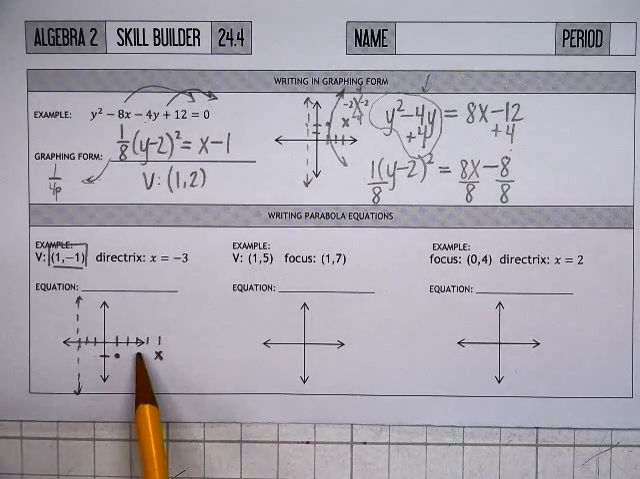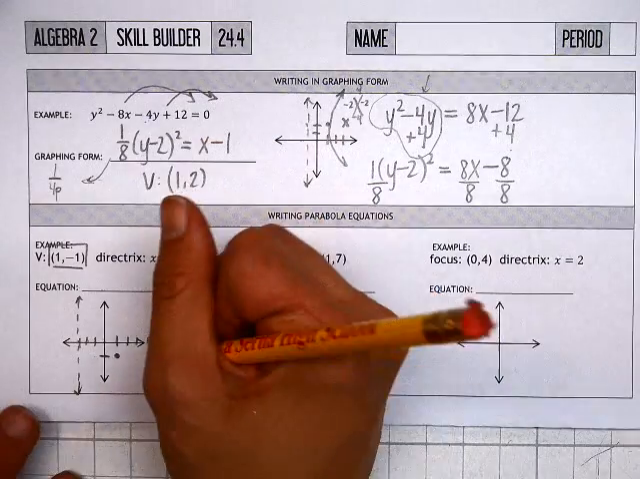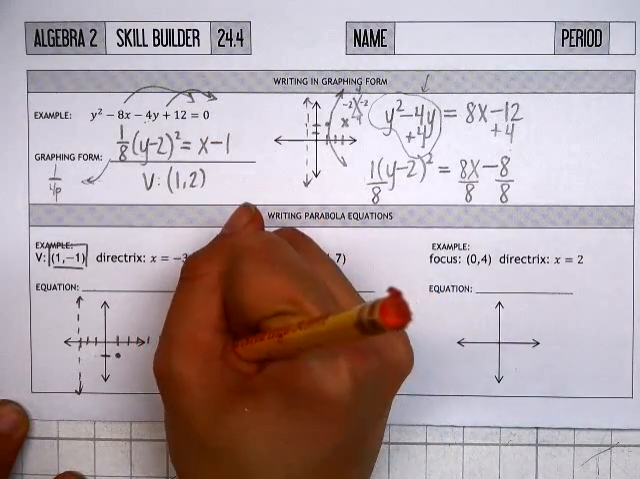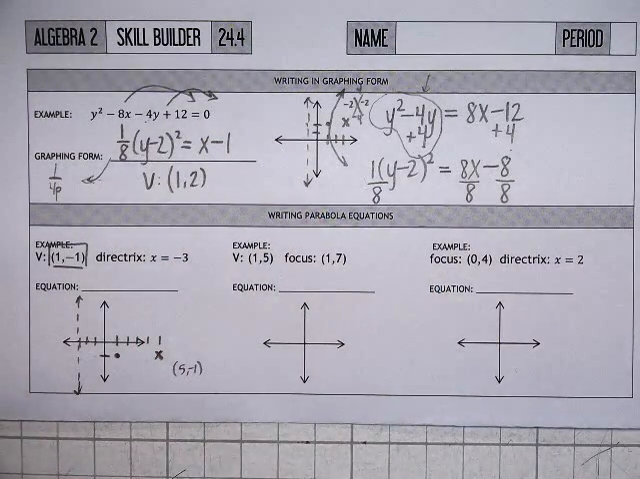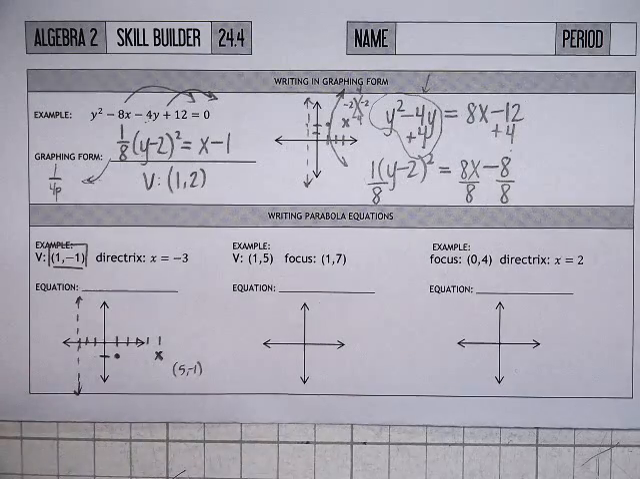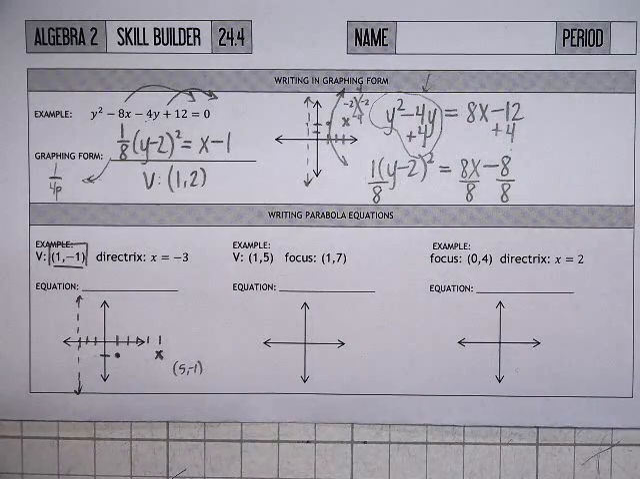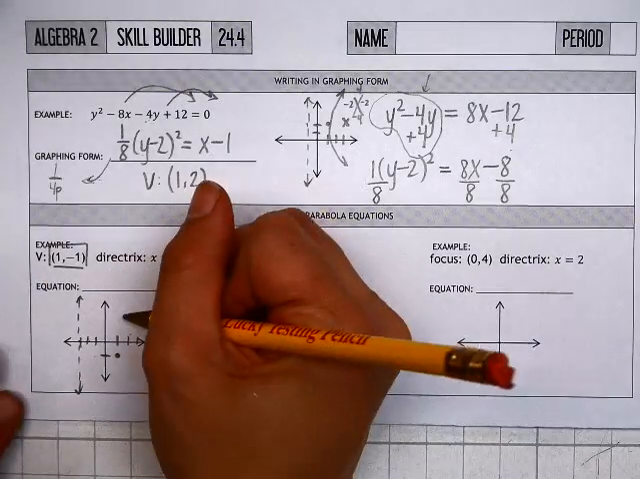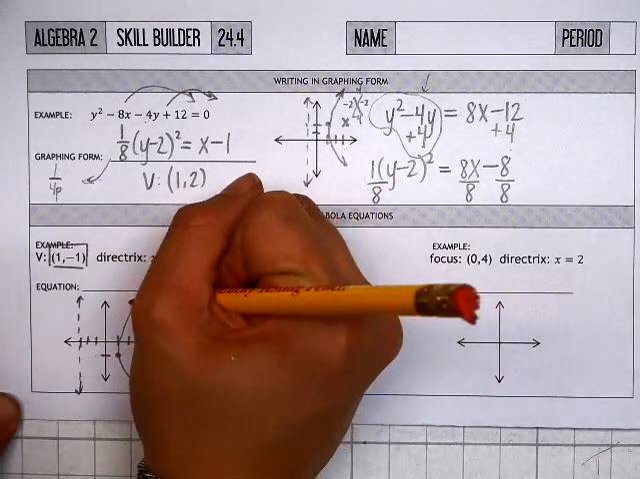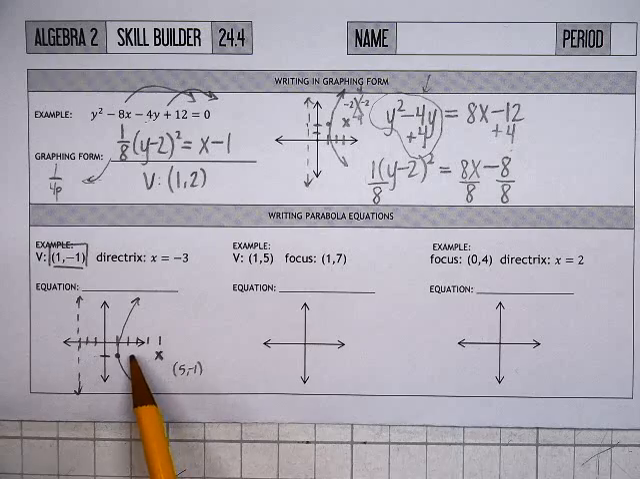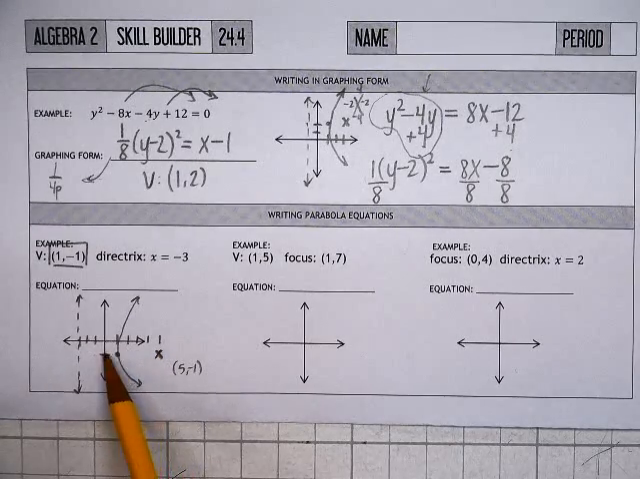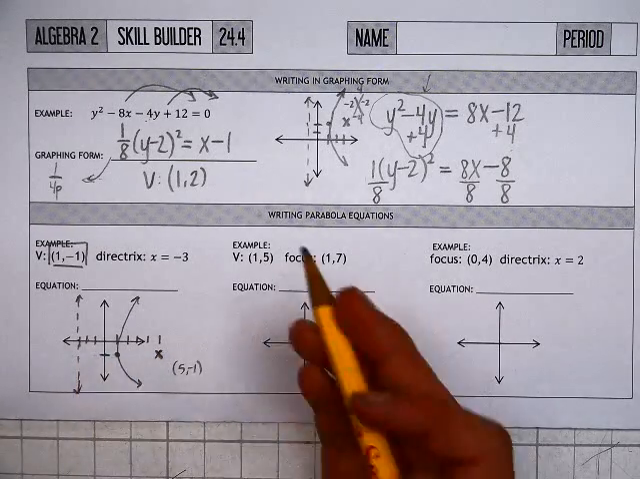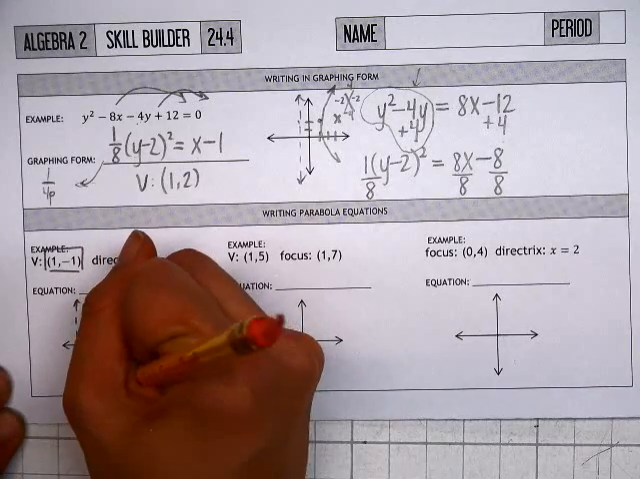The coordinates at that point appear to be 5, -1, just in case we needed to note that. But since it's only asking us for the equation, I think we have enough information. We know the vertex is at 1, -1. We know it's horizontal in shape. And we know that the distance from the vertex to the focus, or the vertex to the directrix, is 4 units. That's what we call the p-value.